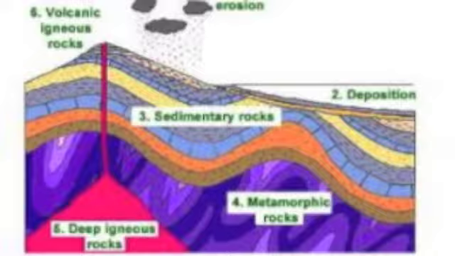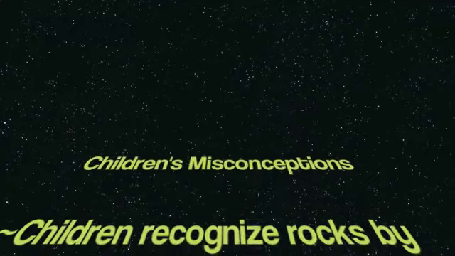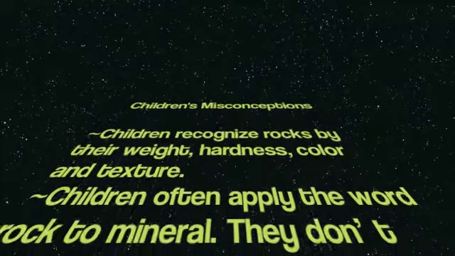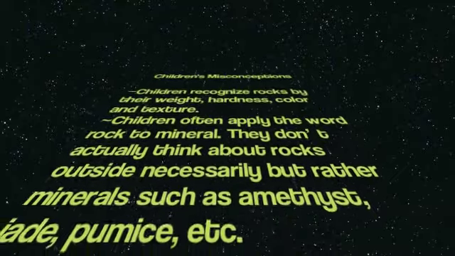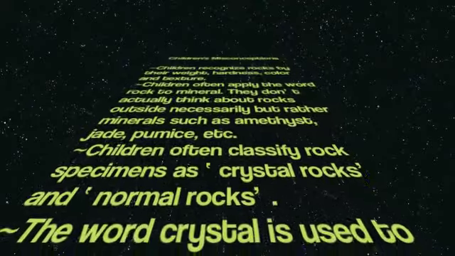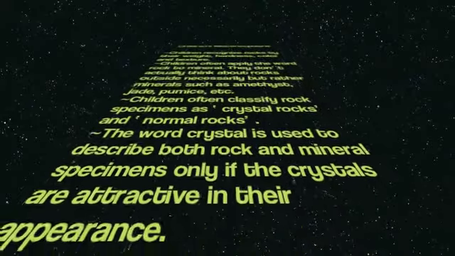Some common misconceptions that children have about rocks are: children recognize rocks by their weight, hardness, color, and texture. Children often apply the word rock to mineral. They don't actually think about rocks outside necessarily, but rather minerals such as amethyst, jade, pumice, etc. Children often classify rock specimens as crystal rocks or normal rocks.